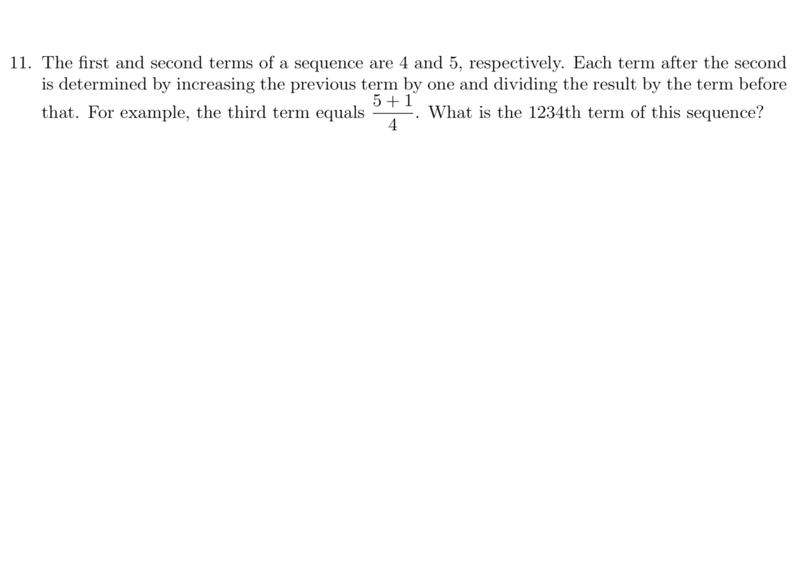The first and second terms of a sequence are 4 and 5 respectively. Each term after the second is determined by increasing the previous term by 1 and dividing the result by the term before that. For example, the third term equals 5 plus 1 divided by 4. What is the 1, 2, 3, 4th term of the sequence?